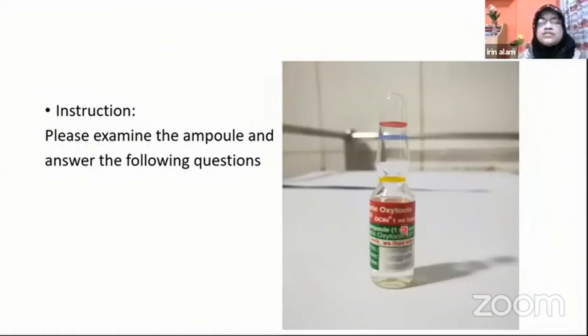you can see this is the injection oxytocin. Examine the ampoule and answer the following question. There may be a question when this drug is used. Oxytocin is used for induction of labor or induction of abortion, for augmentation of labor, and also to prevent PPH. Also used during PPH, and also to prevent PPH in active management of the third stage of labor, that is AMTSL.